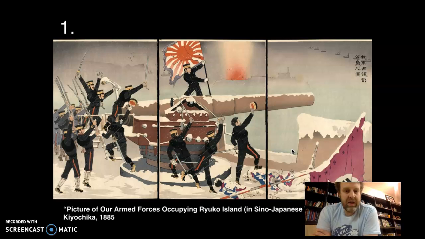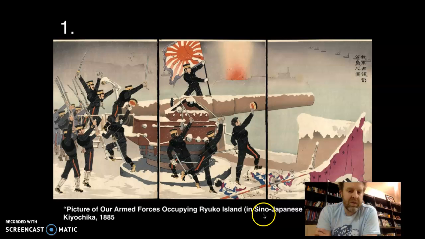All right, as I'm looking at this image, some of the things that stand out to me, and hopefully some of the things you identified, were one, this flag. This is the Imperial Japanese Rising Sun flag. And it shows exactly what is mentioned down here at the bottom. Always read the caption in an image. So here you have Japanese armed forces occupying an island in a war called the Sino-Japanese War.